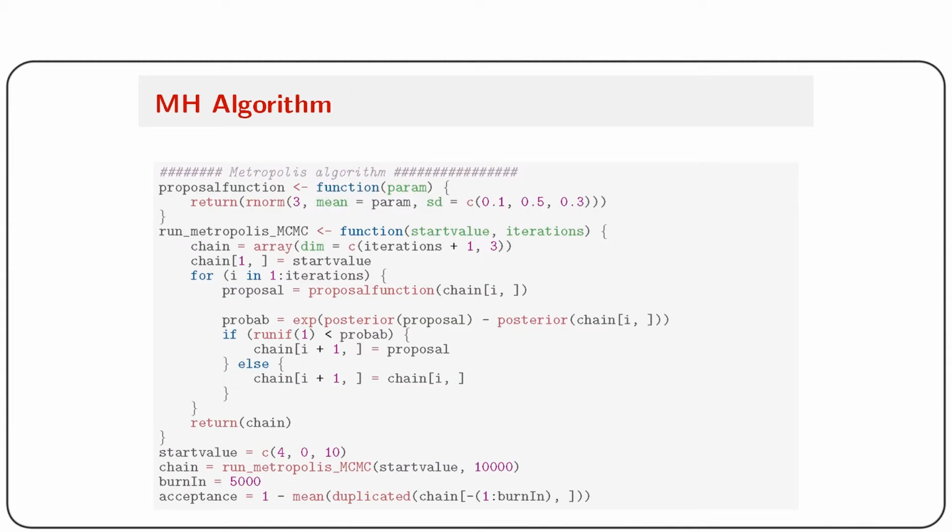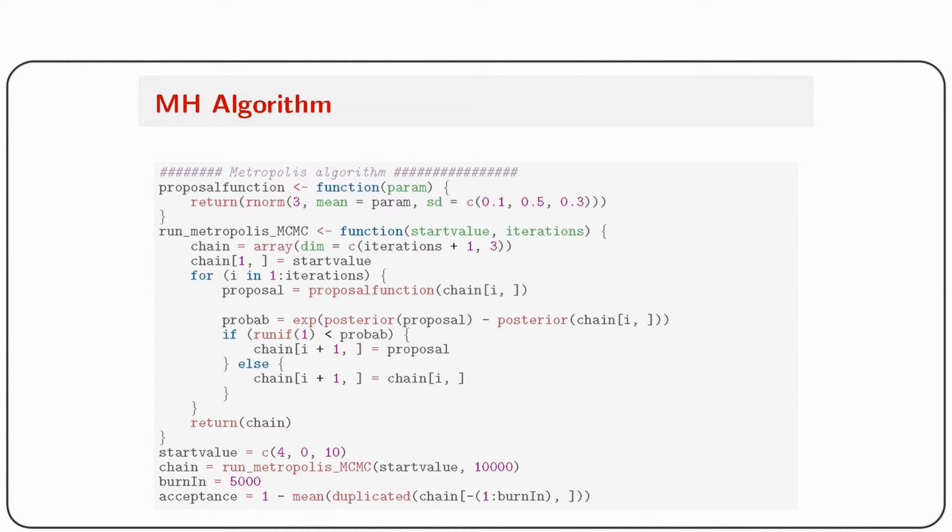And now we have the prior and the posterior distribution, and the proposal function can be developed. The proposal density returns rnorm with 3 draws, mean param, and sd equal to 0.1, 0.5, 0.3. So this is the proposal function.